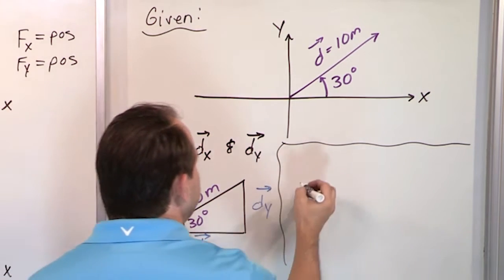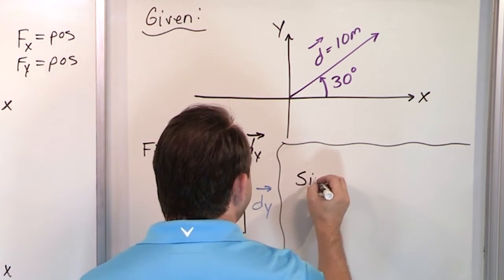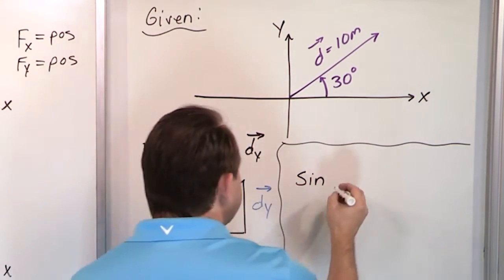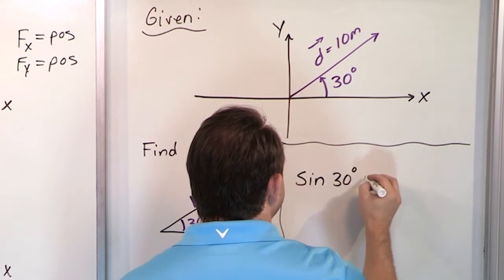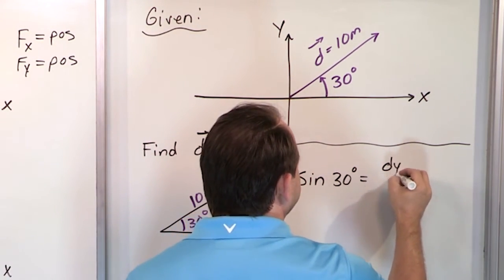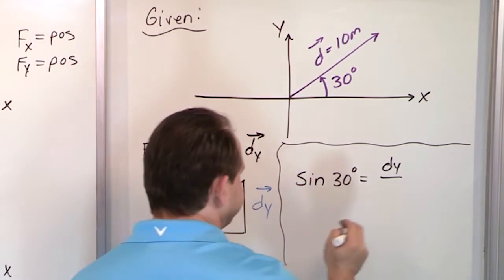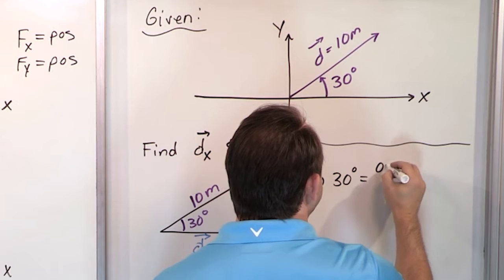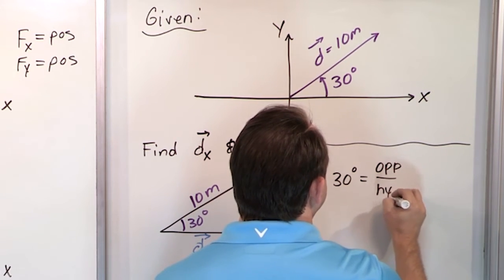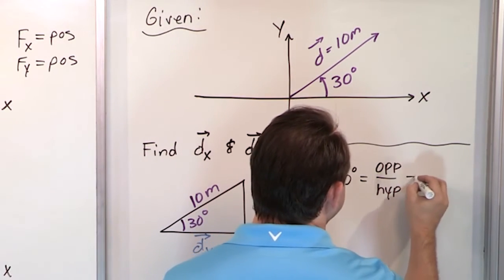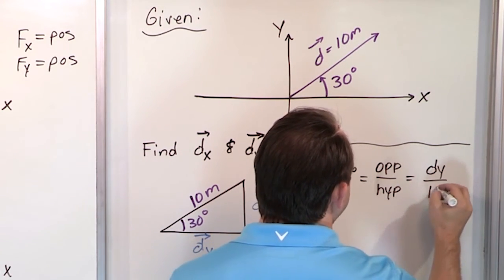How do we do it? We know that sine of an angle involves the opposite side of this angle, which in this case is dy. So the sine of 30 degrees is equal to the opposite side, dy, over the hypotenuse, which is 10. So let's write it as opposite over hypotenuse, which is dy over 10.